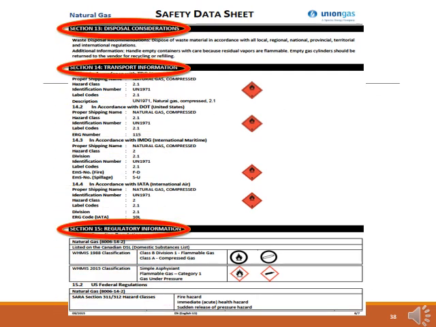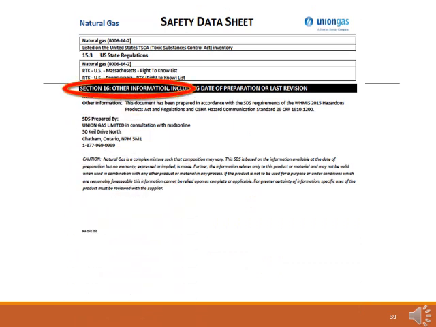Section 13 of the SDS deals with disposal considerations. Section 14, transport information. Section 15, regulatory information. And Section 16 of the SDS deals with other information, including data preparation or last revision.